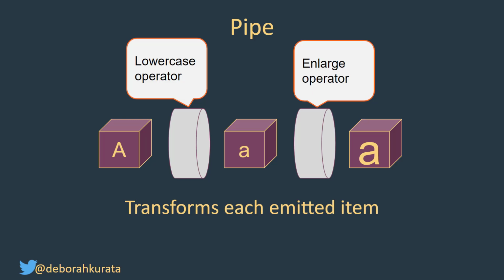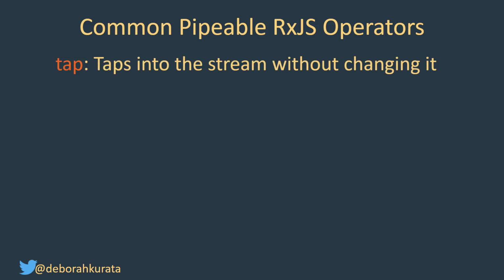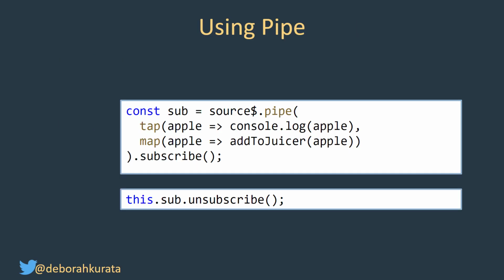Some common pipeable RxJS operators include tap, which taps into the stream without changing it. That's really great for debugging. I highly recommend, if you're having problems with RxJS, to start putting a bunch of taps in so you can see what's happening at each step. Map is a basic transformation. Catch error catches errors, and there's about 100 more that we're not going to all cover in this little time frame here, because I want to focus on these patterns that we're going to get to in just a second. All right, so what does a pipe look like in our code?